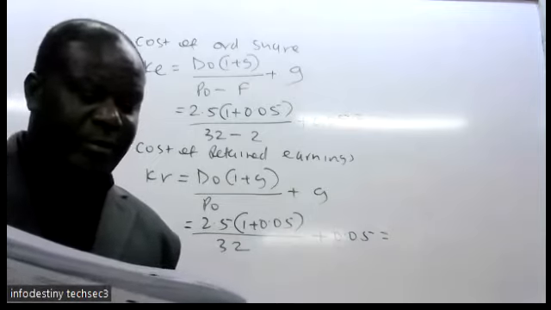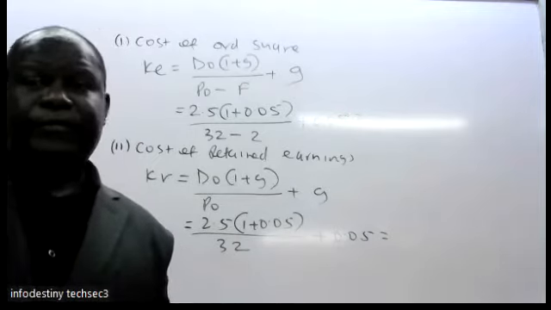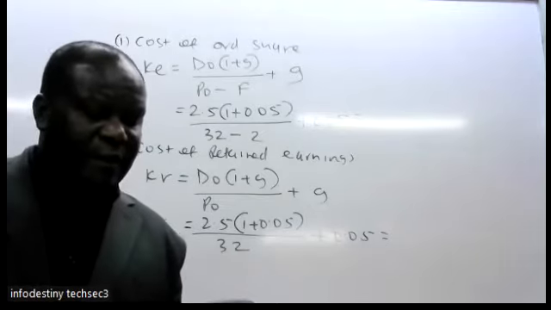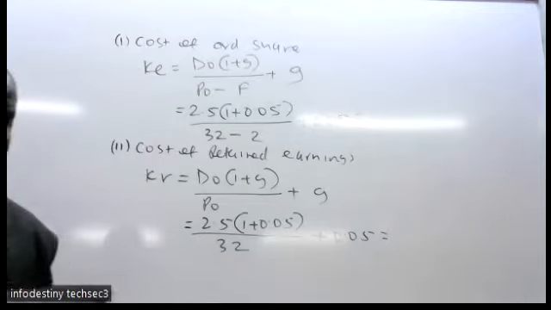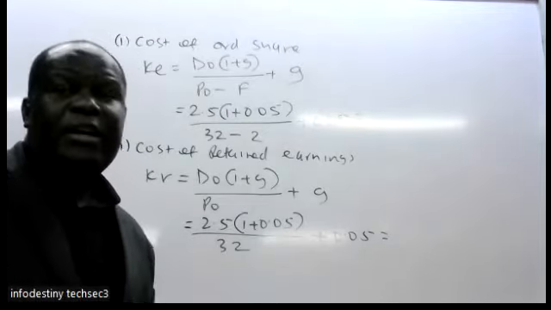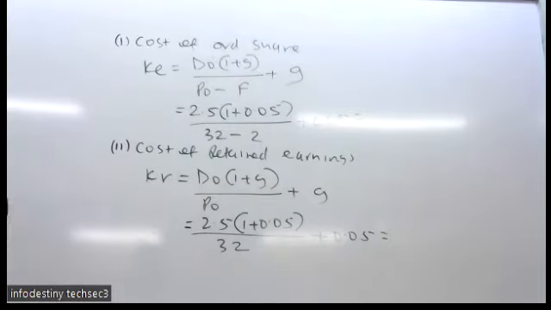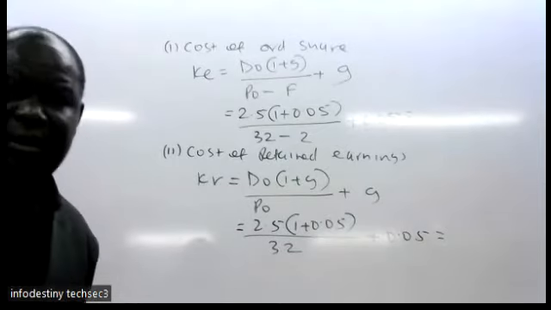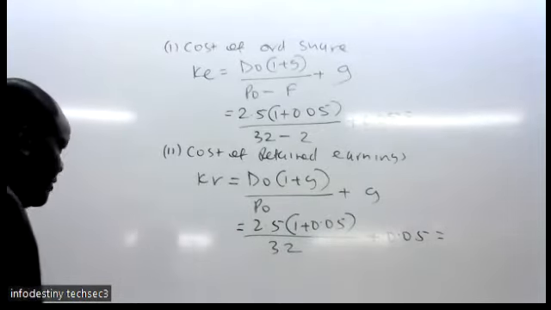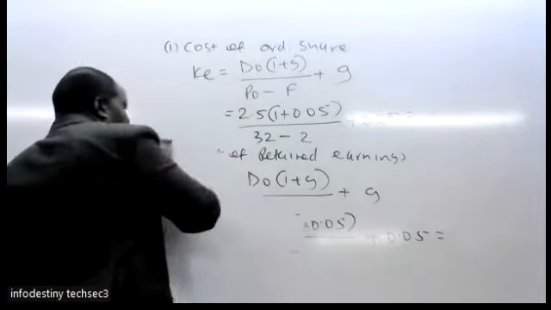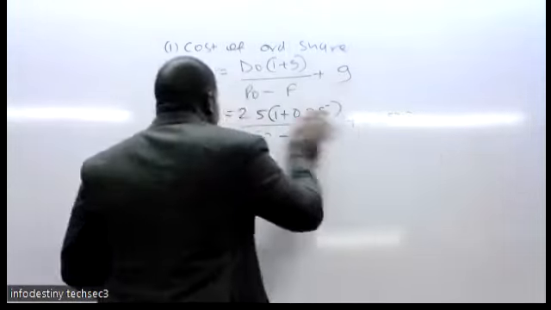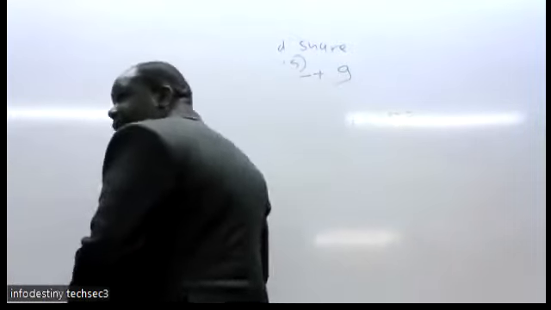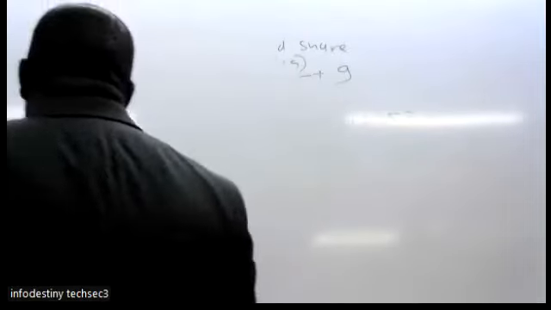The next one should be Roman numeral 3. Roman numeral 3 is the after-tax cost of the new 12% debenture. But the debenture is redeemable. So we now compute the cost of the debenture, which is meant to be redeemable.